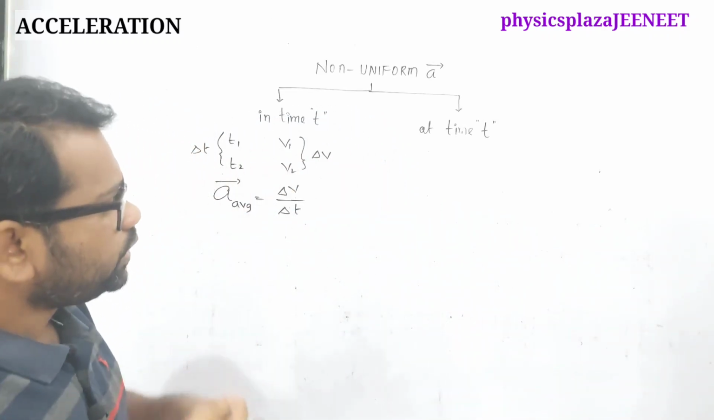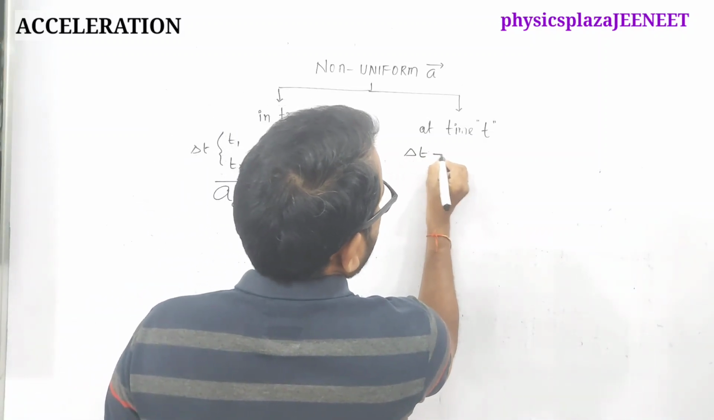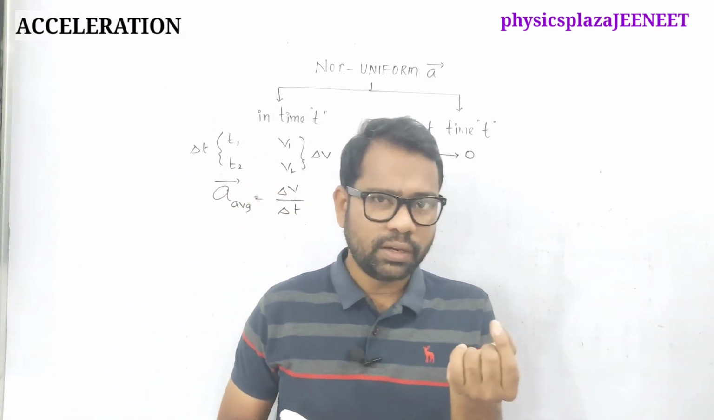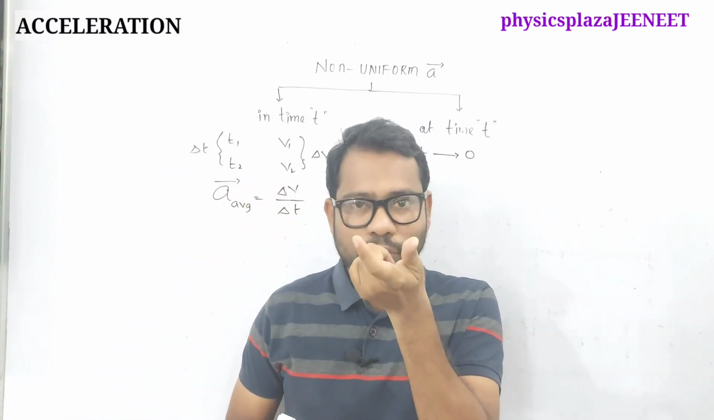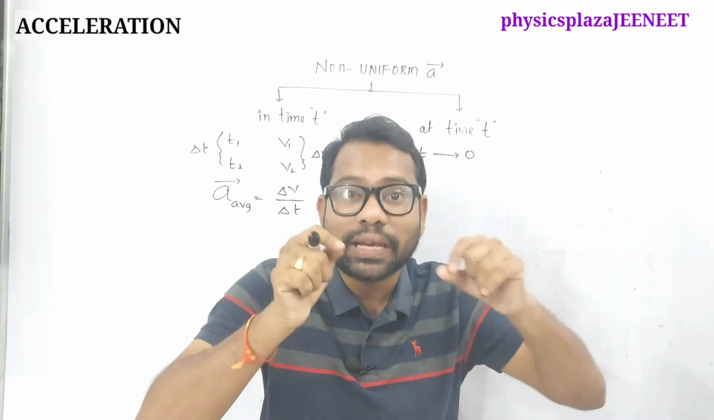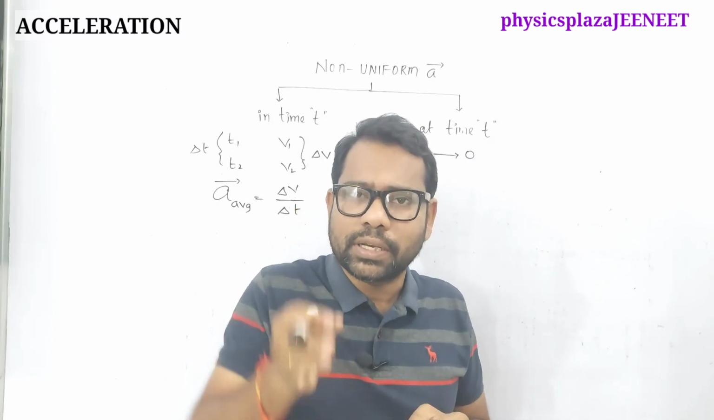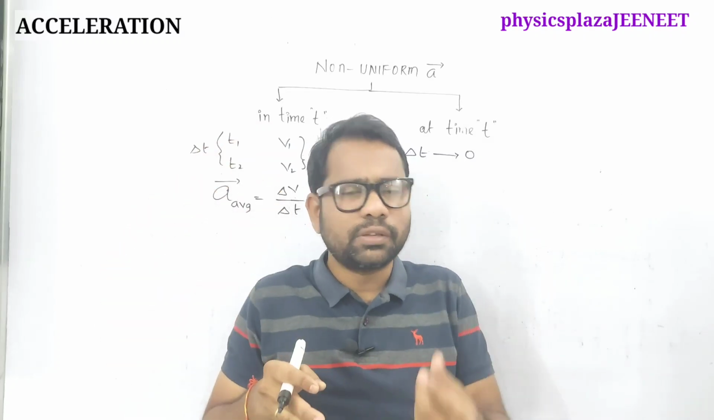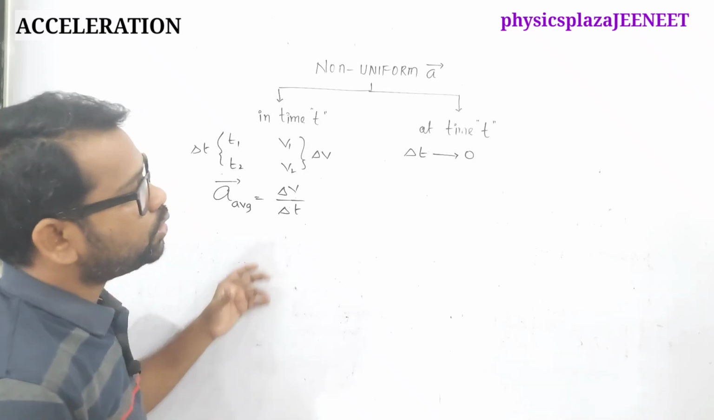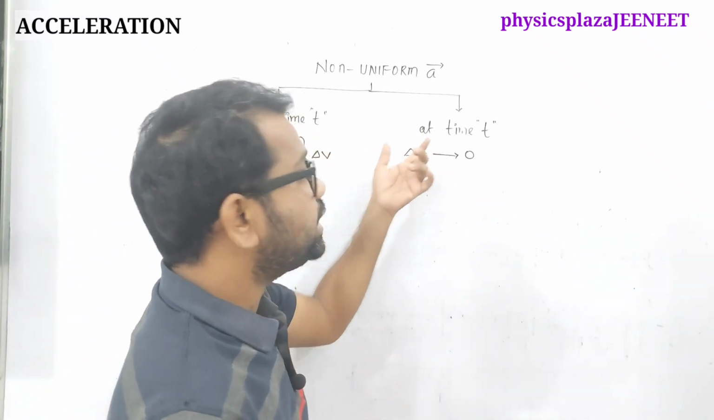Now come to the acceleration at a time t, at that time only. Here the time interval is almost 0, but not 0. Between 1 second and 2 seconds, some time is there, right? I want acceleration at that time only. I want acceleration at 0.05 second. I want acceleration at 0.005 second. Almost 0, but not 0, children. The acceleration of any object at a given time, at a particular instant, is called instantaneous acceleration.